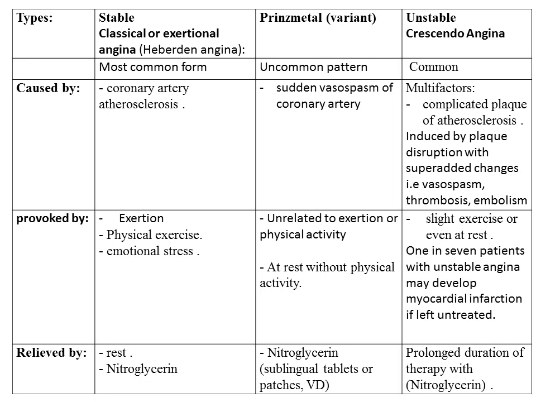Prinzmetal type, or variant, is uncommon, caused by sudden vasospasm of coronary atherosclerosis. Pain occurs with no physical activity and can occur at rest, relieved by nitroglycerin.